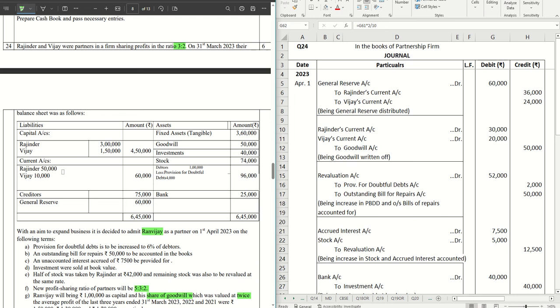We have current account balances. Now, as soon as you see current account balances, you should understand this is a fixed capital method, and the journals for adjustment to partners' capital accounts will be using the current accounts. Okay.